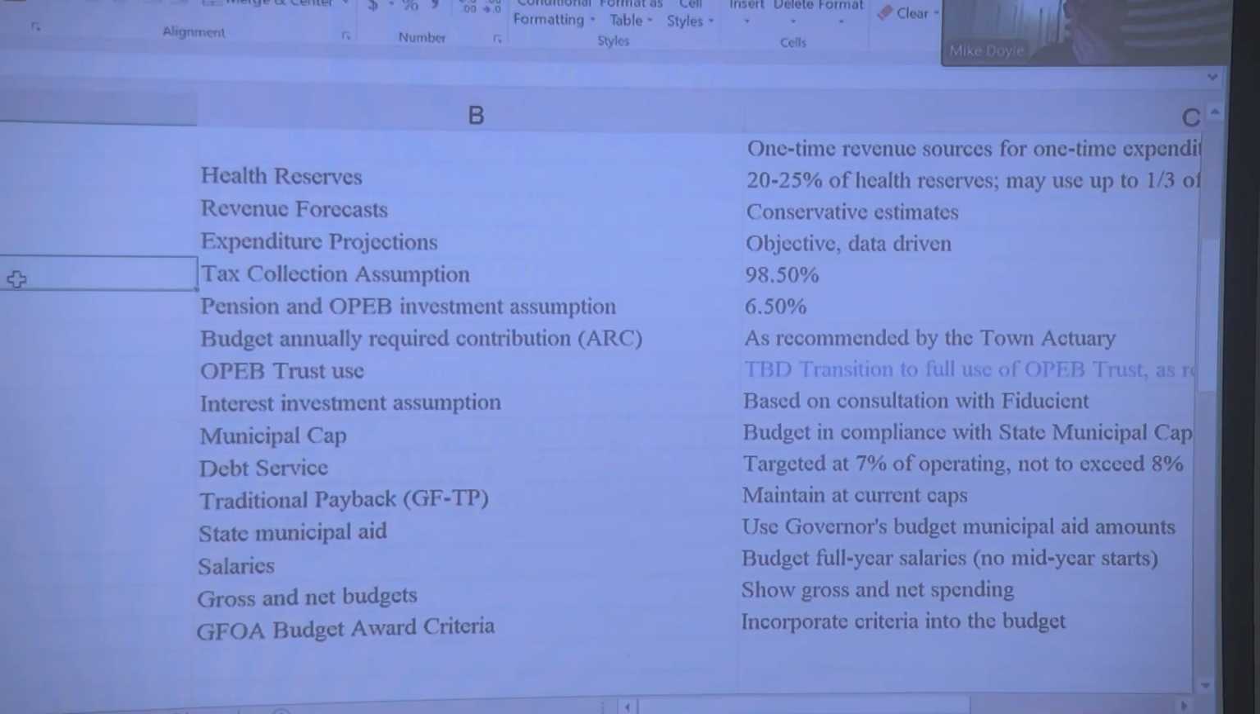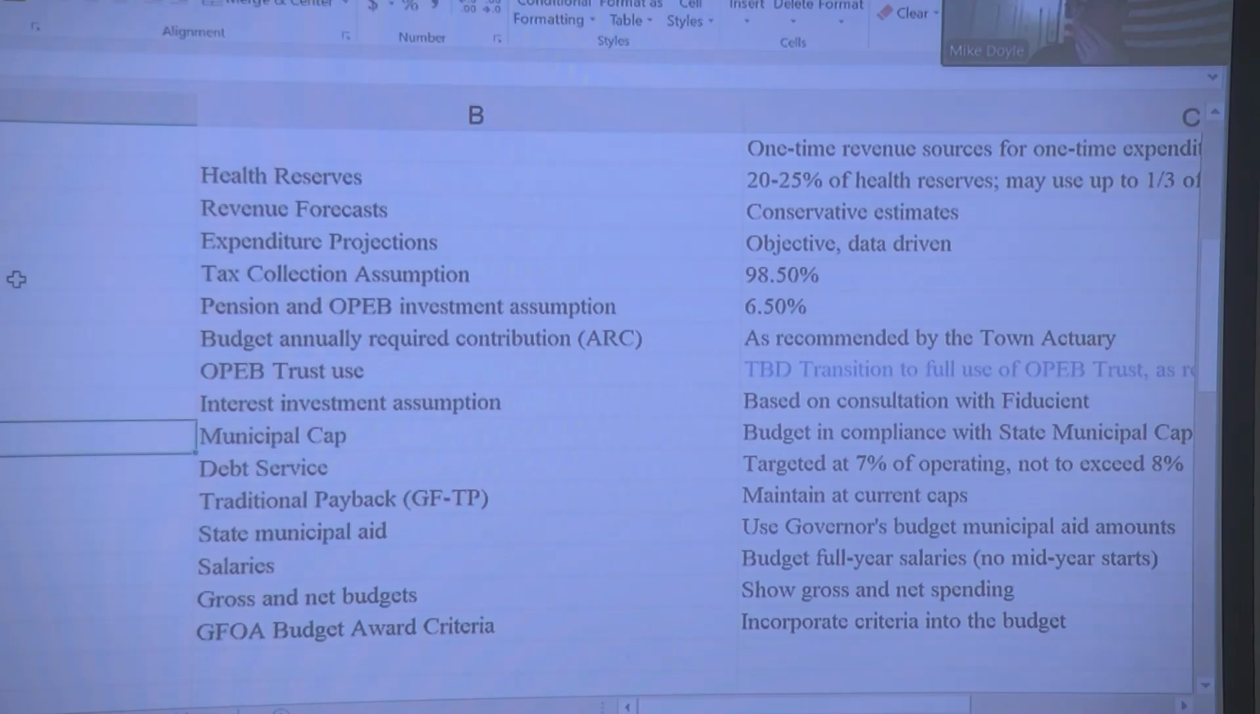Interest investment assumption, we'll get that recommendation from Amy after consultation with Fiducian. Good luck on that, Amy. I know. Well, we'll do the best we can. But Amy, if you'll work with our advisors there and come up with a recommendation. Interest investment assumption, there we are.